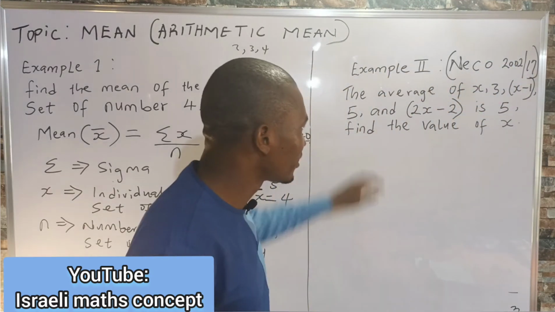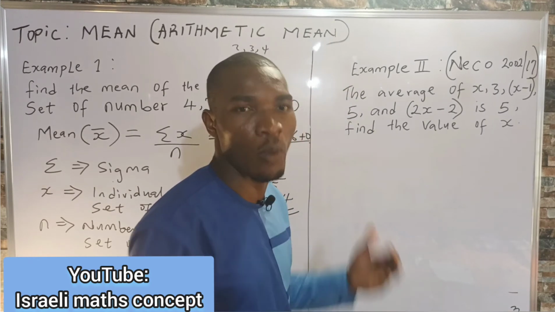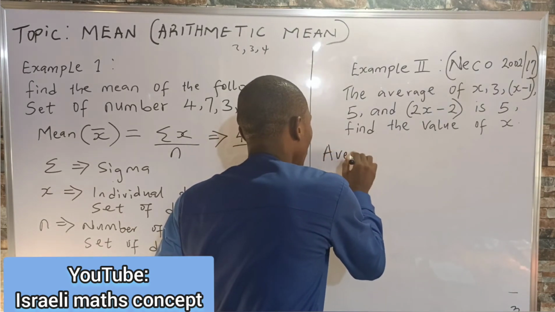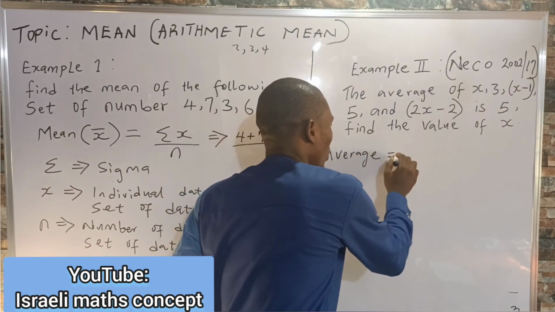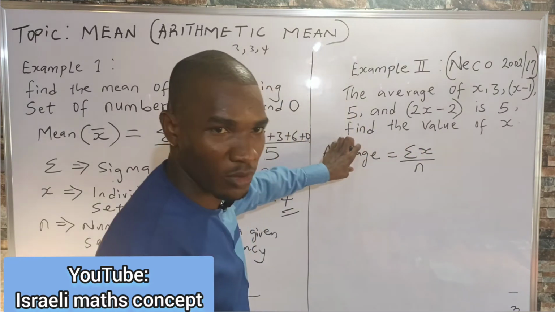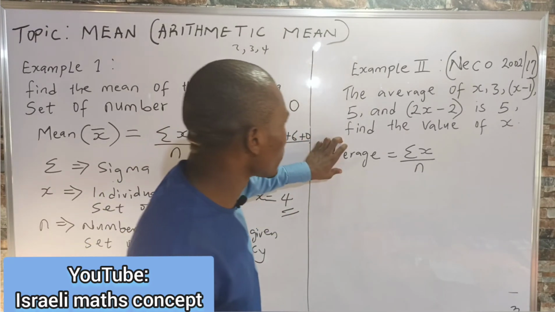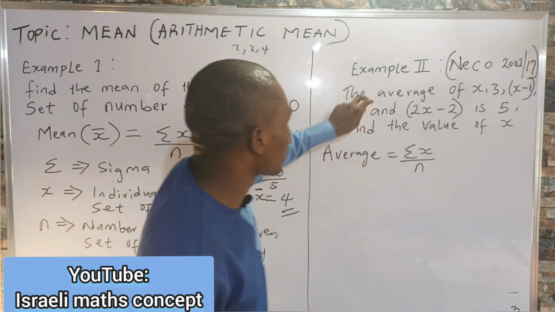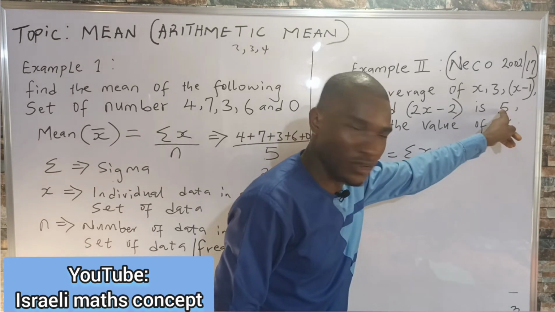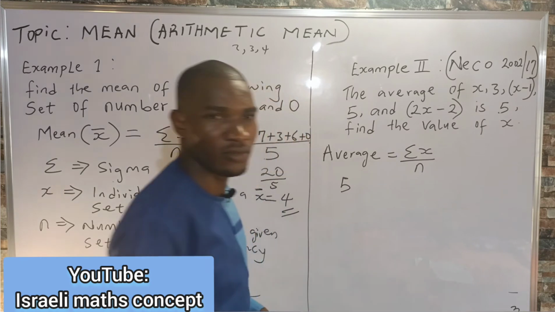Then to find the value of our x, first things first, we state the formula for our mean, which is the same thing as average. And that is our average, which is equal to summation of x all over our n. This is the formula. Remember that mean can still be considered as average. And now from the question we were told that the average of all this set of numbers is 5. So wherever we see average, we can substitute it with 5. Very simple.